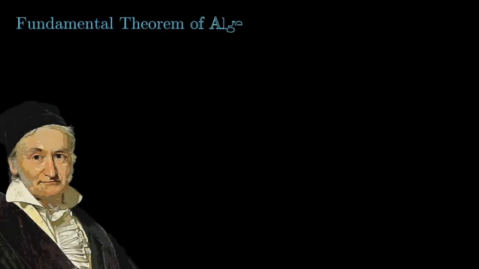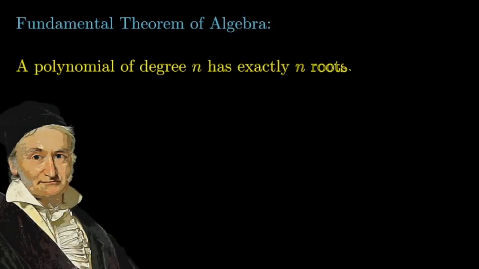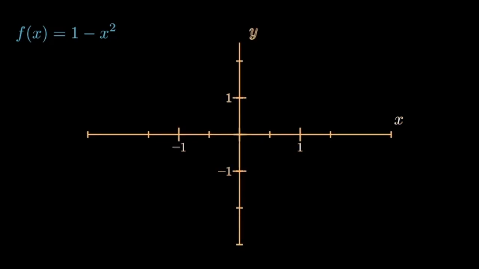Gauss's fundamental theorem of algebra states that a polynomial of degree n has exactly n roots. Let's look at a specific example. Let's say we have f of x is equal to 1 minus x squared. I can look at the graph of f, and I'll have this upside down parabola which has the intercepts x equals minus 1 and x equals 1. This is a polynomial of degree 2, and we have 2 roots.